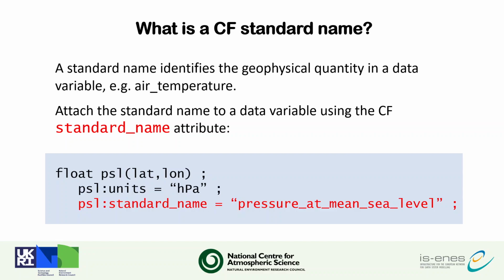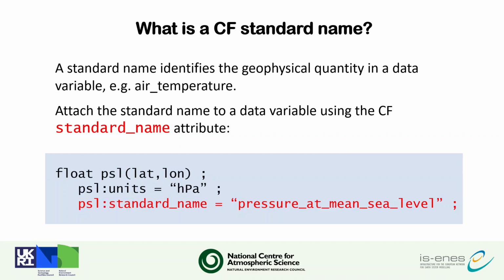The value of the standard name for this variable is pressure at mean sea level, and it's string valued, so it appears in double quotes. The units are hectopascals, abbreviated by the symbol hPa, and again written in double quotes because the units attribute is also string valued.